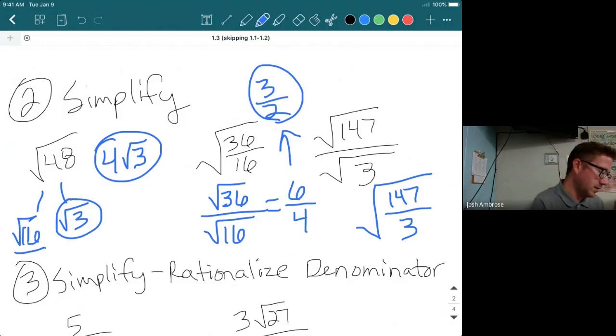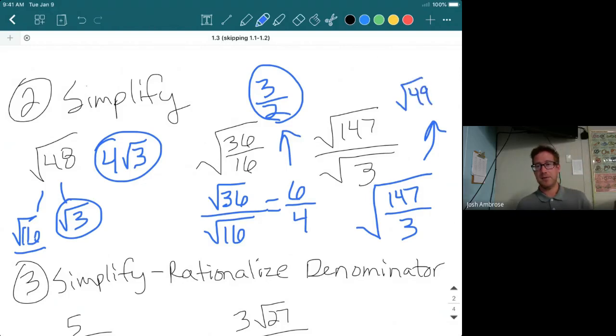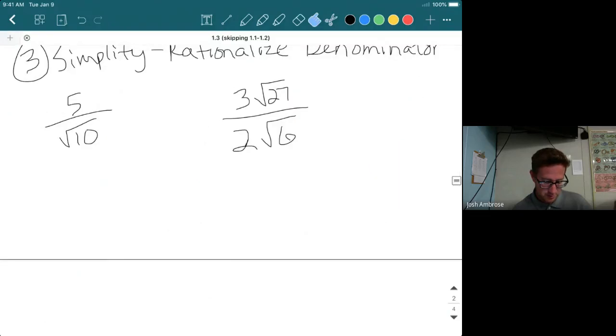Plug that into your calculator. What is 147 divided by 3? It's 49. Why do we like this? We like this because the square root of 49 is a perfect root. The square root of 49 is 7. Yay. All right, so those 3 right there work out nicely. Remember again, rewind, pause the video, do whatever you've got to do here. All right. Let's move on.